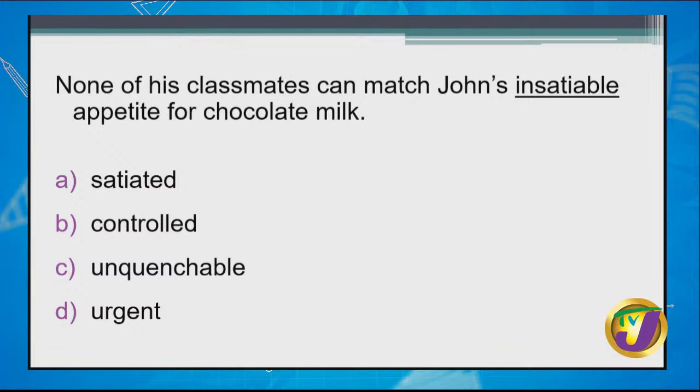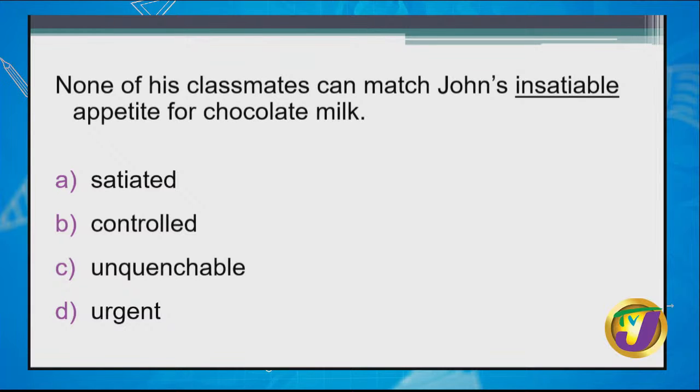controlled, unquenchable, and urgent. Does urgent fit into that sentence? Insatiable appetite, urgent appetite. Does satiated fit into that sentence? We have insatiable, so perhaps satiated is the opposite. Or does it mean the same thing? We have controlled. Nobody can match his controlled appetite. And then we have unquenchable. Nobody can match his unquenchable appetite.